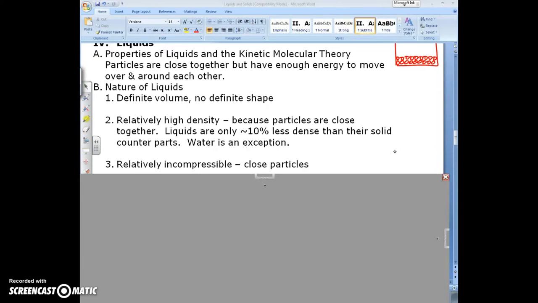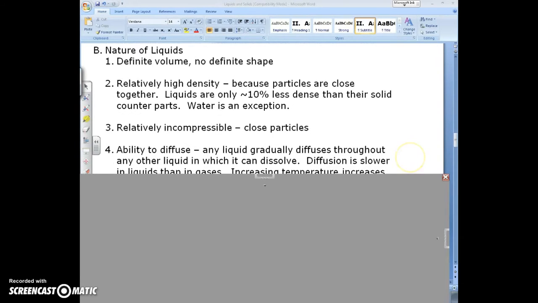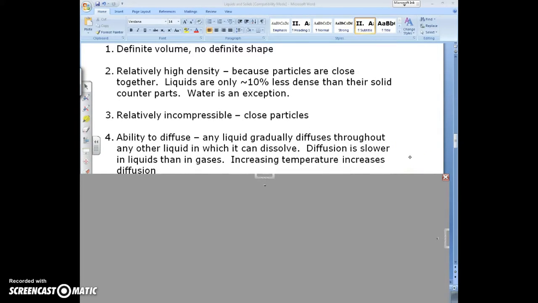Liquids are relatively incompressible. That's because the particles are really close together, so there's no space to get rid of, like there are in gases. Liquids also have the ability to diffuse. Any liquid will gradually diffuse throughout any other liquid in which it can dissolve. Diffusion is slower in liquids than in gases. Increasing the temperature increases diffusion. I have a little video to show you that, and it does a nice job.